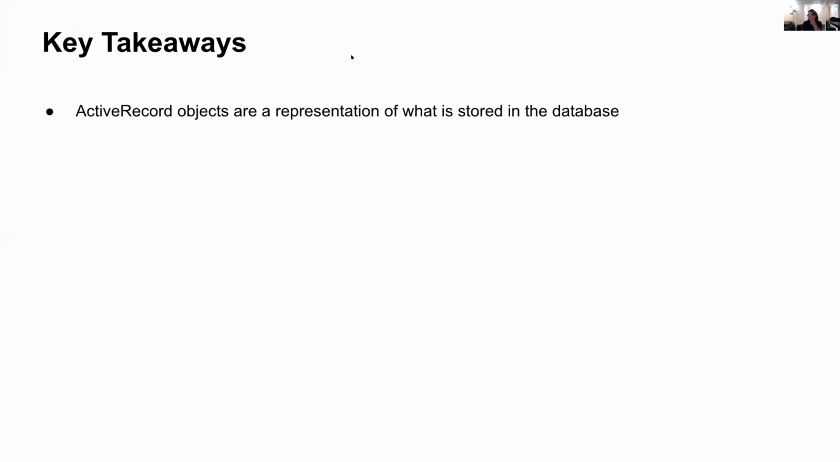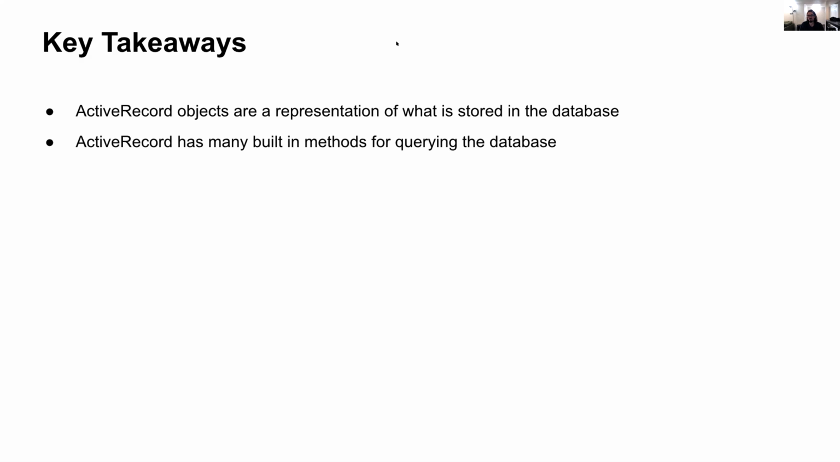So some key takeaways from this activity: your active record objects are a representation of what is stored in the database. They're not exactly the same thing as what is stored in the database. There are times when your active record object could actually get out of sync with what the current version of the database is, but mostly these active record objects represent what is in your database at any given point.